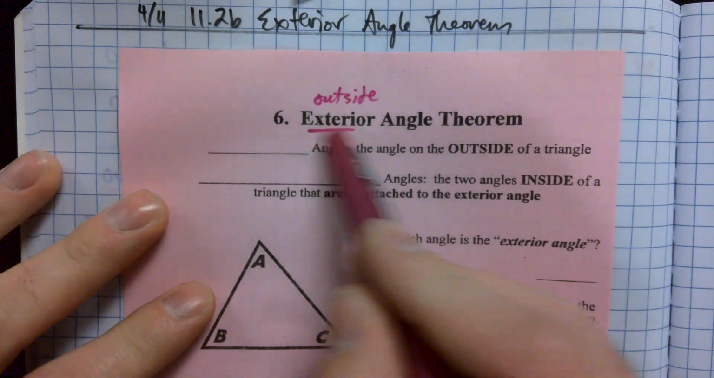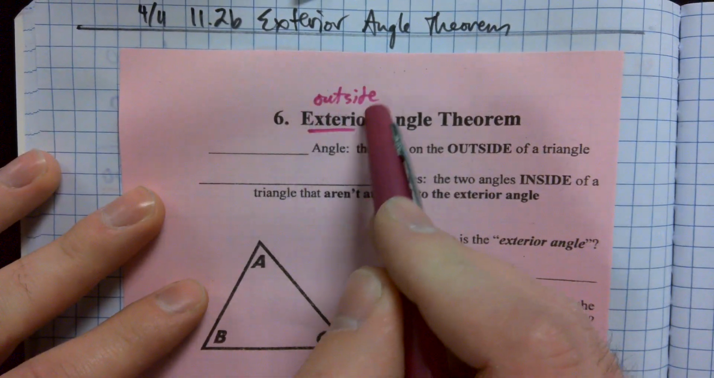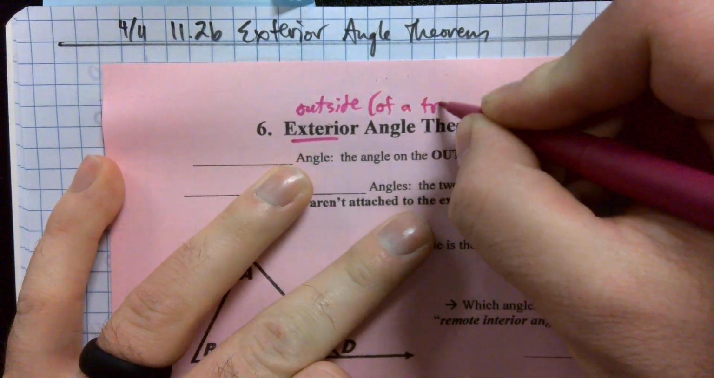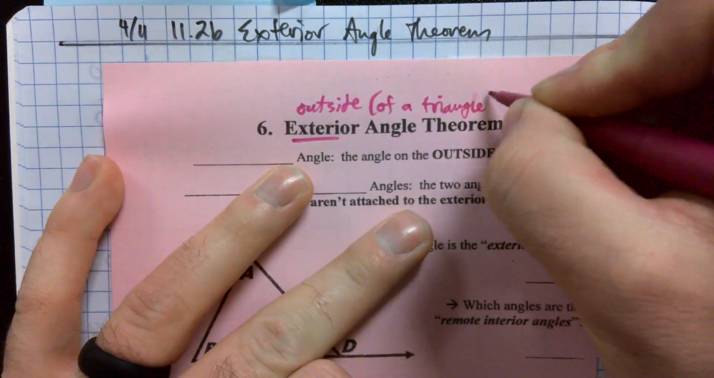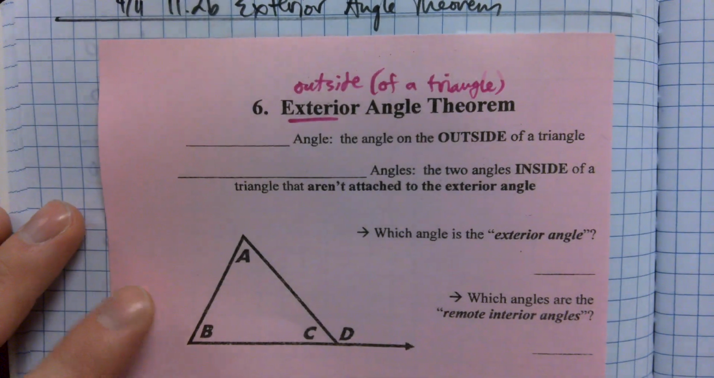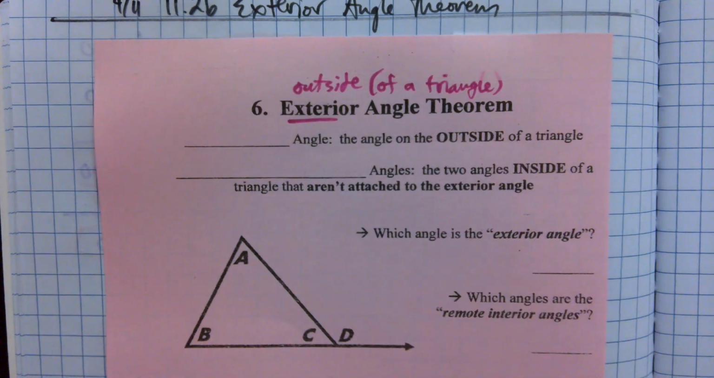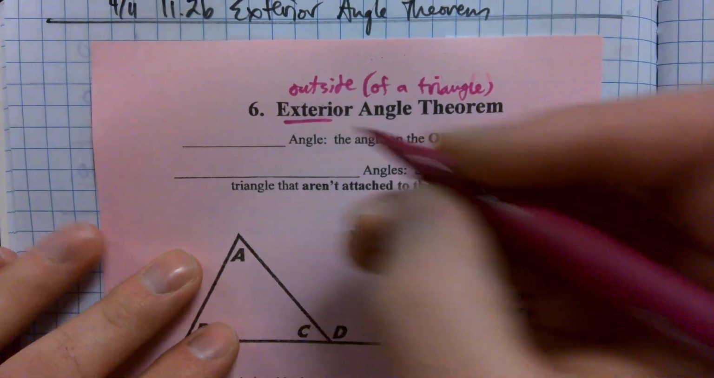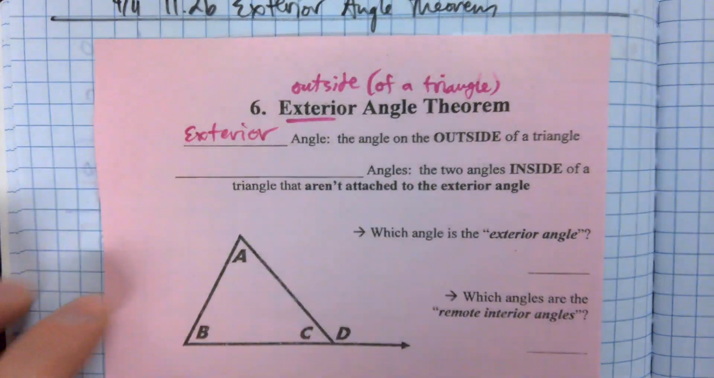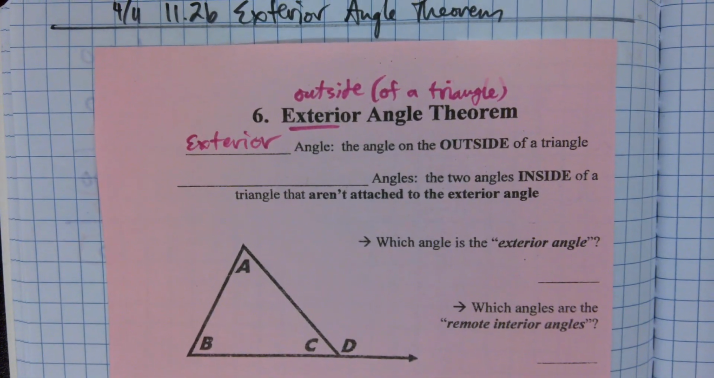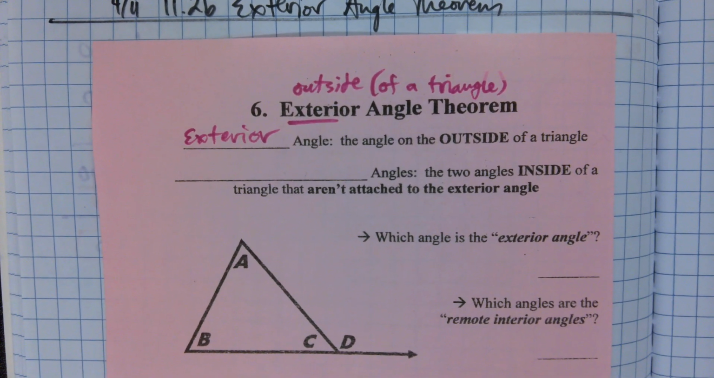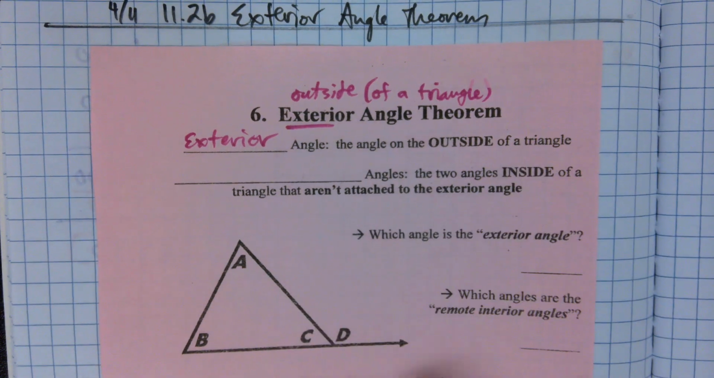But when we say exterior angle, we're talking about the angle on the outside of a triangle. All right? And that's exactly what this first little blank is. The exterior angle is the angle on the outside of a triangle. We know this already because we had our alternate exterior angles that are on the outside of our parallel lines. Now we've got exterior angles on the outside of our triangle.